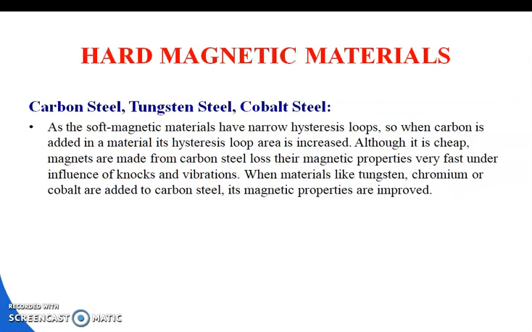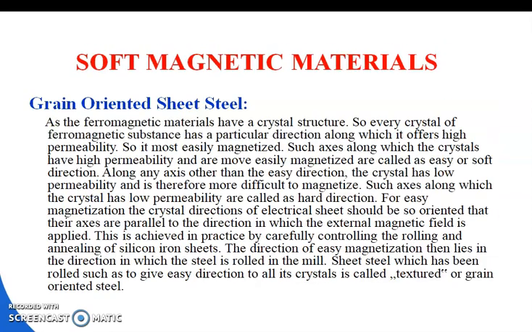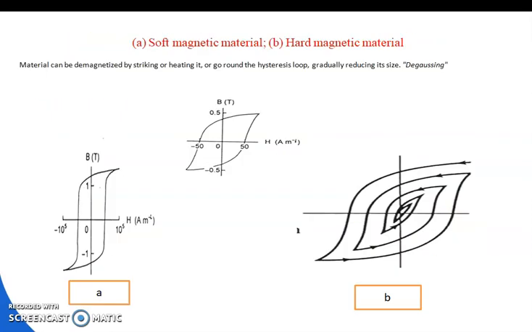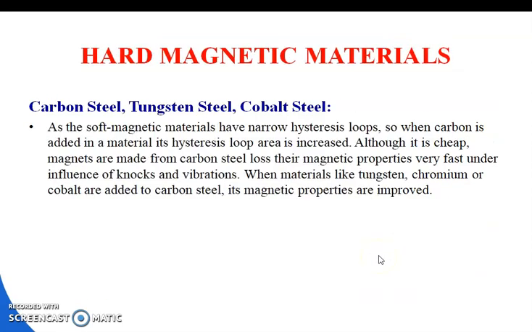What are carbon steel, tungsten steel, and cobalt steel? A soft magnetic material has a narrow hysteresis loop. You can see the diagram here. The first one is the narrow hysteresis loop. But for hard magnetic materials, the loop is different, not narrow. So when carbon is added to a material, its hysteresis area is increased, not narrow.